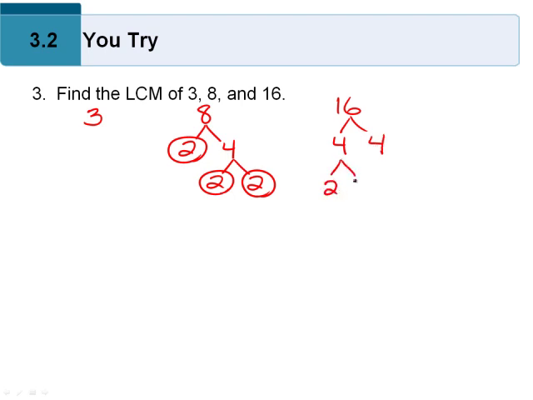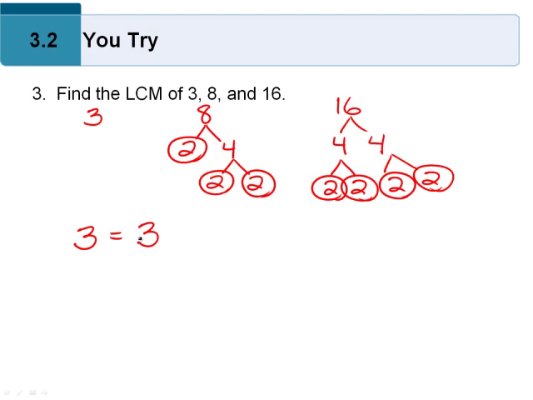And then you've got 2 and 2 for the first 4, and 2 and 2 for the second 4. So those are all prime. Okay, so here's what you have to do for the 3. When you write 3, you just have to write equals 3. So you have to include that 3 there. It's really weird. If it makes you feel better to put 3 times 1, that's fine, but 1 is not a prime number. So I would just write 3. If it's a prime number, say if it was 5, you would just write 5.